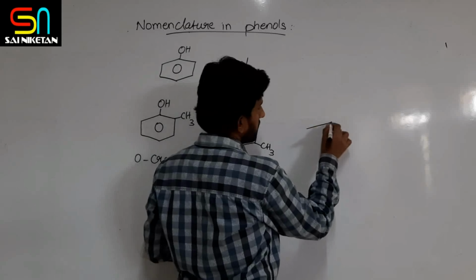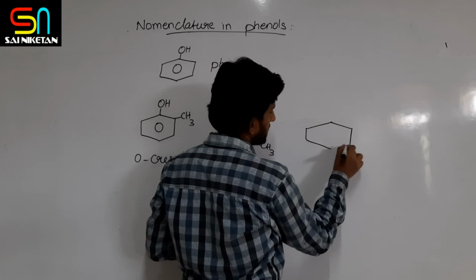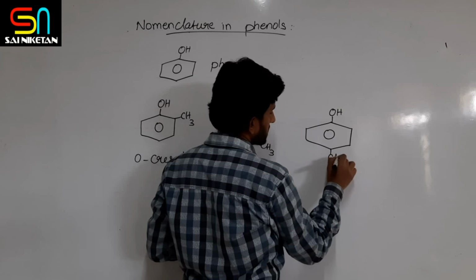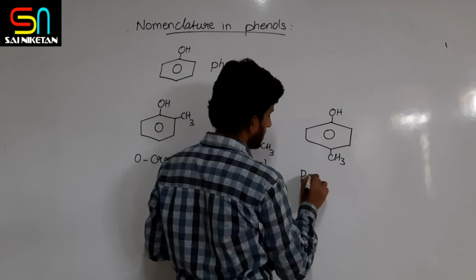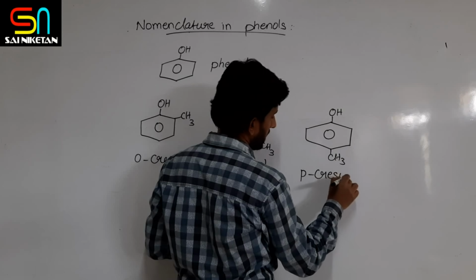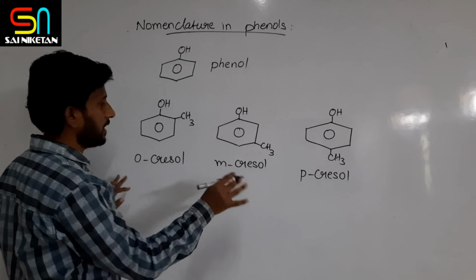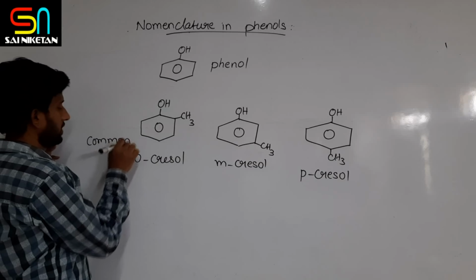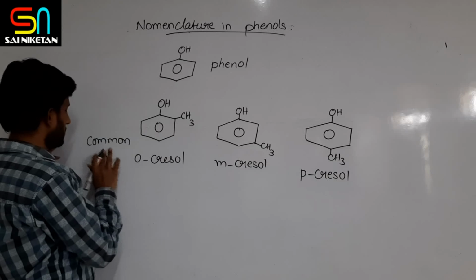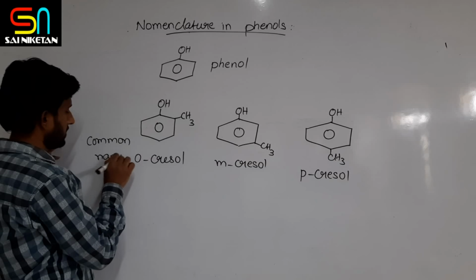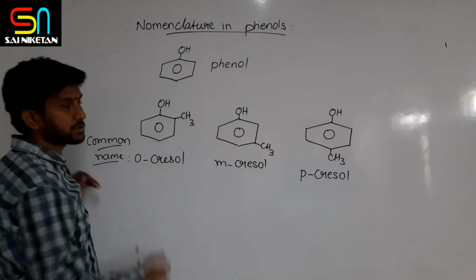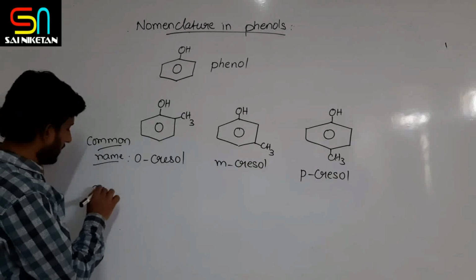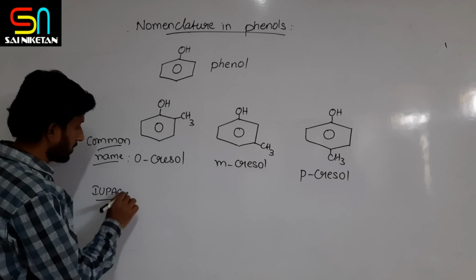Similarly, if the methyl group is present at the para position, then it is called para-cresol. These three are the common names. I am writing here the common names: ortho-cresol, meta-cresol, para-cresol. What about the IUPAC names of these compounds?